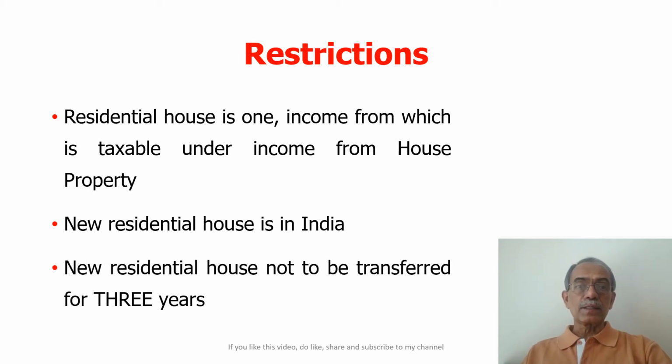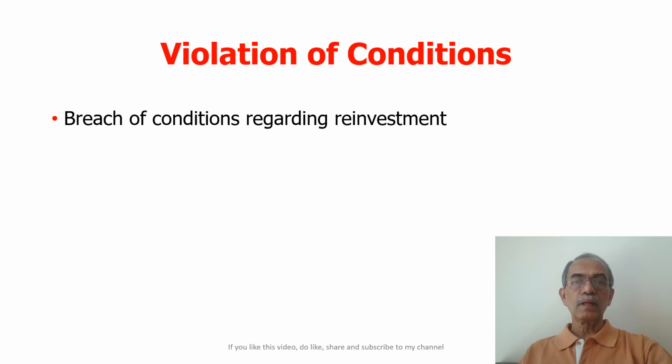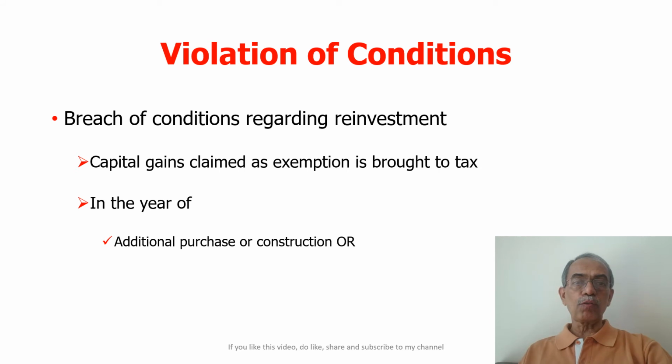Another restriction is that once a new residential house is purchased, it cannot be transferred for a minimum period of 3 years. What happens if these restrictive conditions are violated? Now let us see the breach of conditions regarding reinvestment. First, capital gains claimed as exemption will be brought to tax. And this will be brought to tax in the year of either additional purchase or construction.